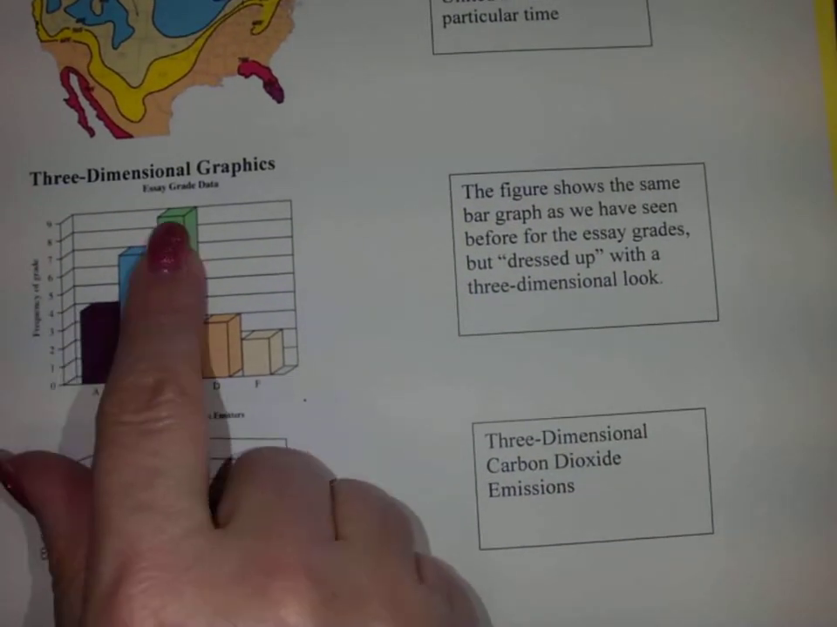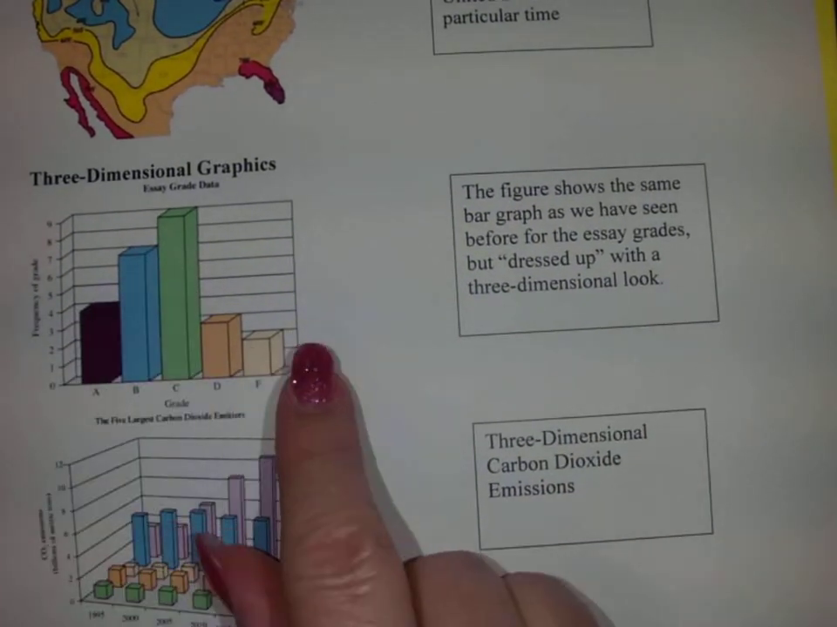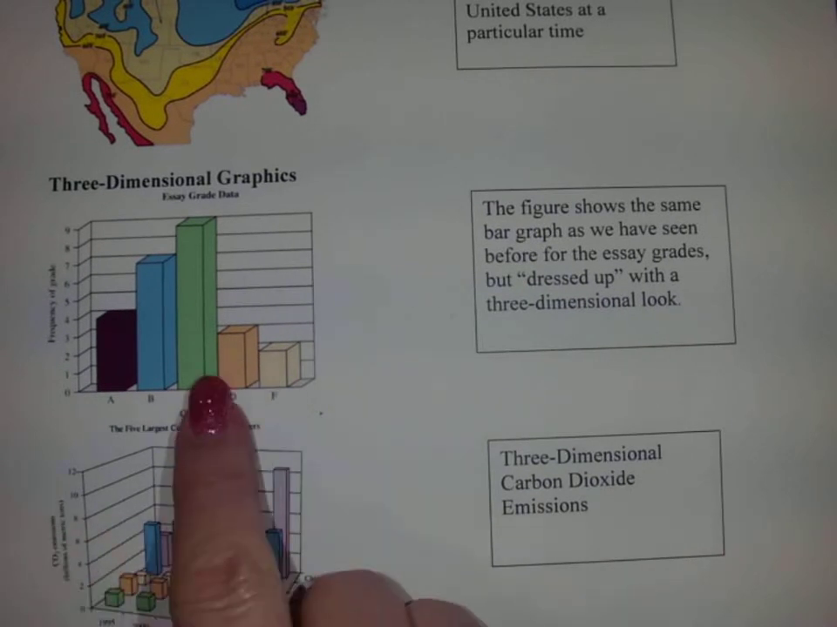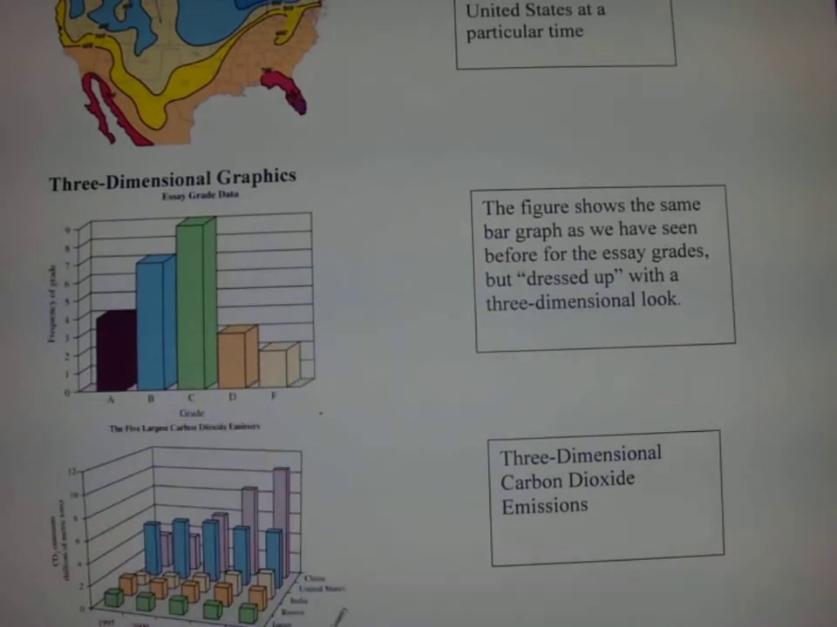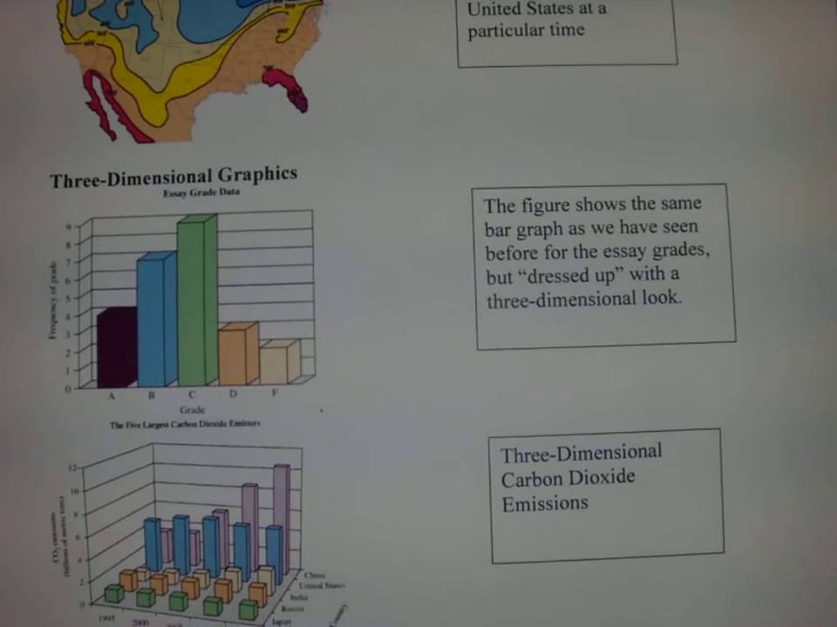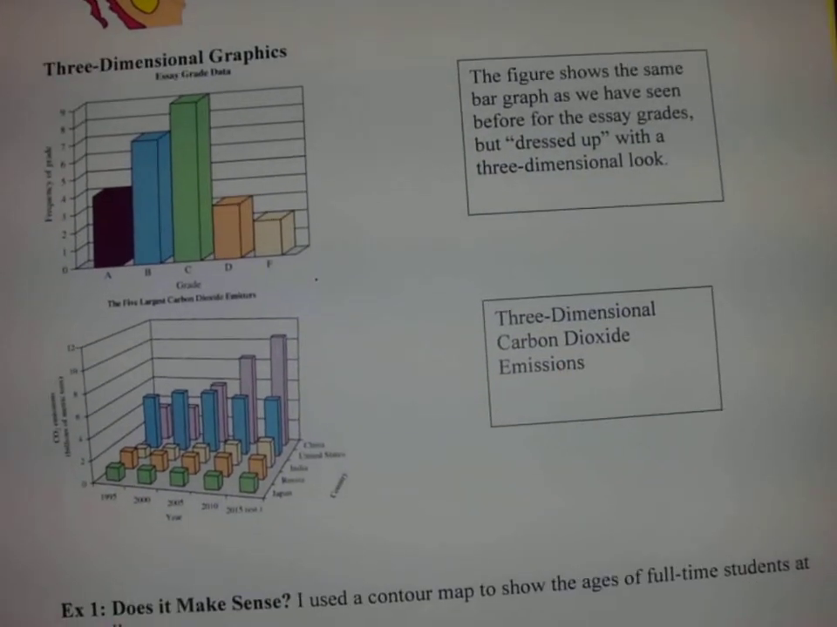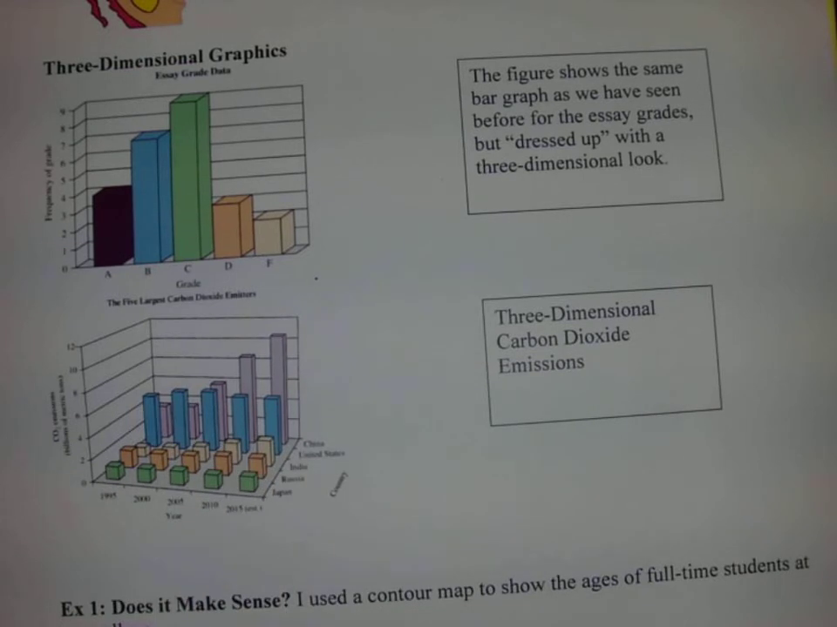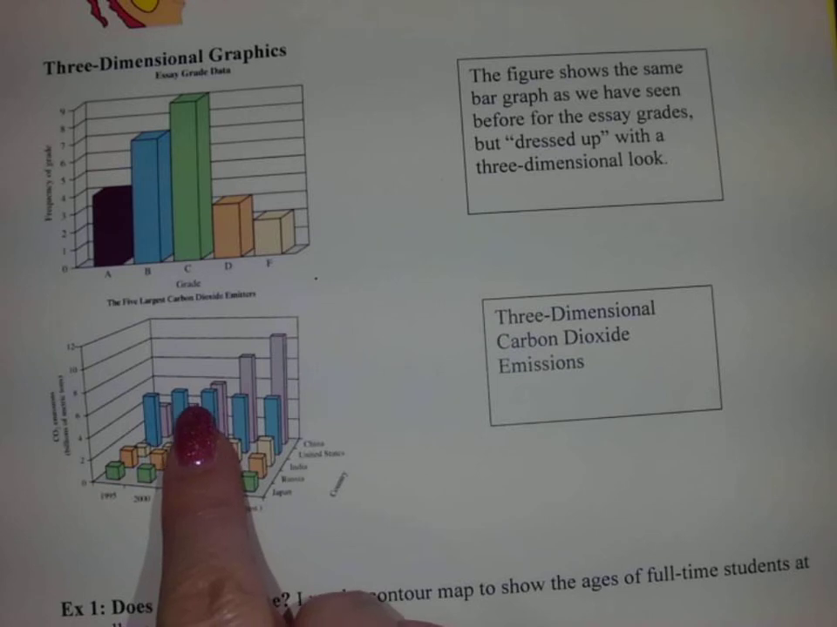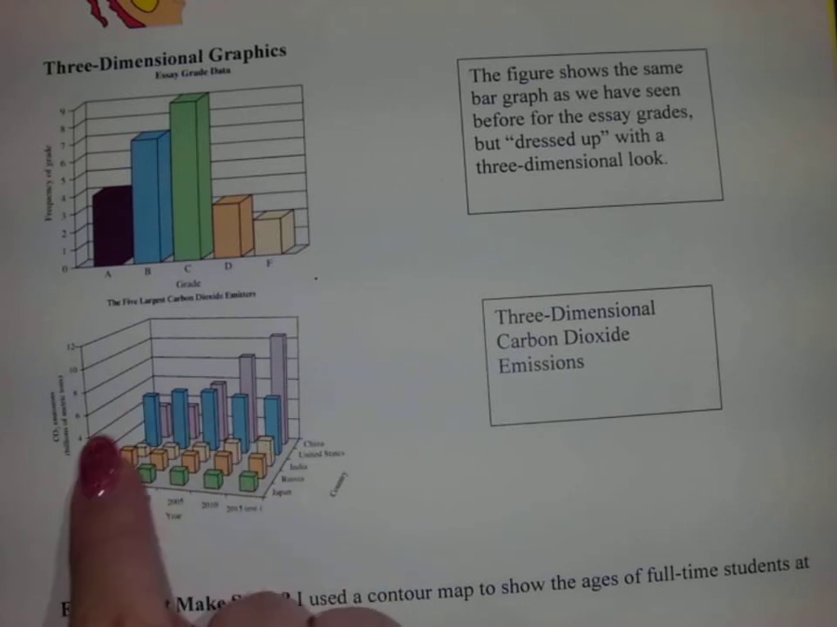All right, we can also have three-dimensional graphs. So instead of just a bar graph, it's actually got a 3D effect on it. So this is our essay grades, and they just dressed it up and made it look a little fancy. Now this one is three-dimensional. This is 3D on those. This is now a three-dimensional graph on carbon dioxide emissions. So these can be a little bit harder to read because it's hard to tell where it's hitting. So not necessarily one of my favorites.